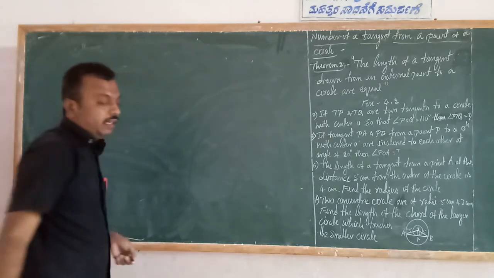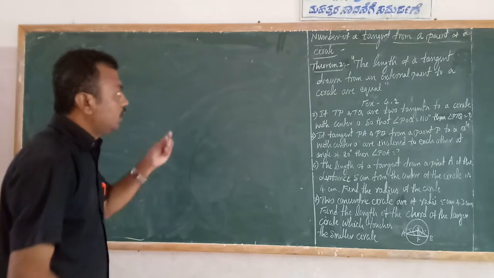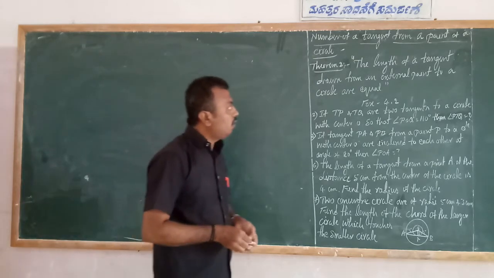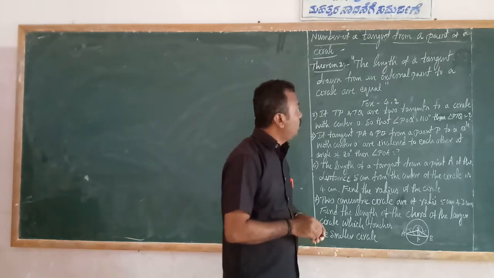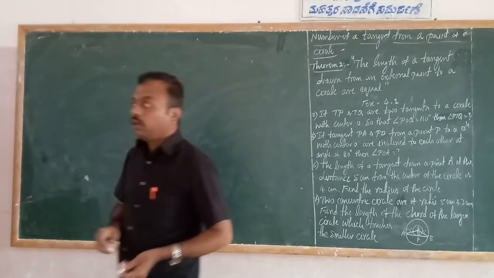So I will go directly to Theorem 2. Theorem 2 is: the lengths of the tangents drawn from an external point to a circle are equal. So what do you mean by that?